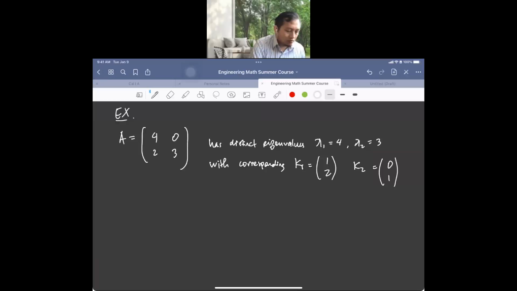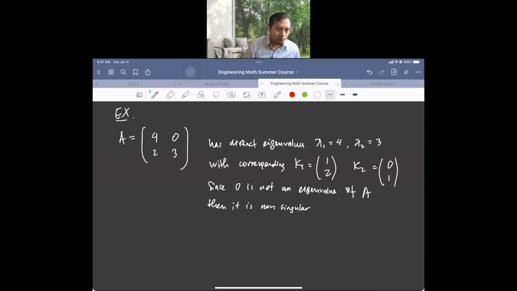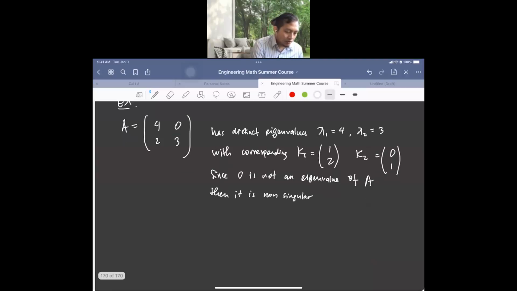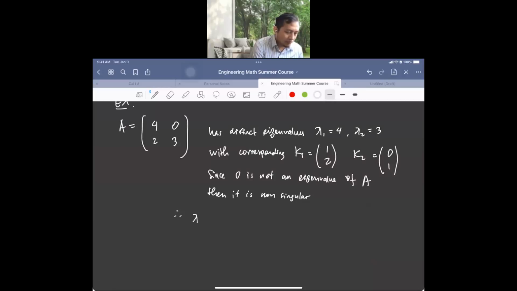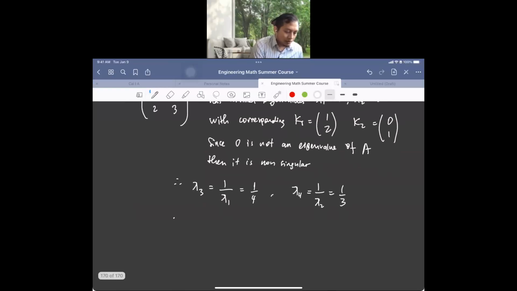Let's say we have its eigenvalues and the eigenvectors. Since 0 is not an eigenvalue of A, then we say it is non-singular. We can say that we will have the reciprocal eigenvalues: the first is 1 over lambda 1, which is 1 over 4, and the second is 1 over lambda 2, or 1 over 3.